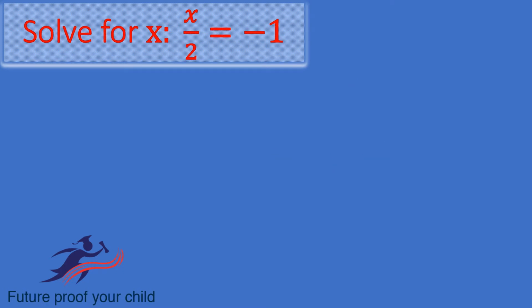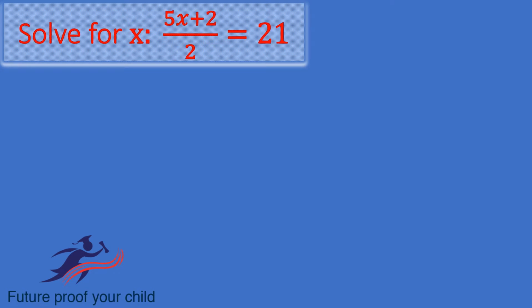x over 2 equals negative 1. To get rid of the 2 in the denominator, you need to multiply both sides by 2. So x equals negative 1 times 2, which is negative 2. Therefore, this question will only be worth 1 mark.